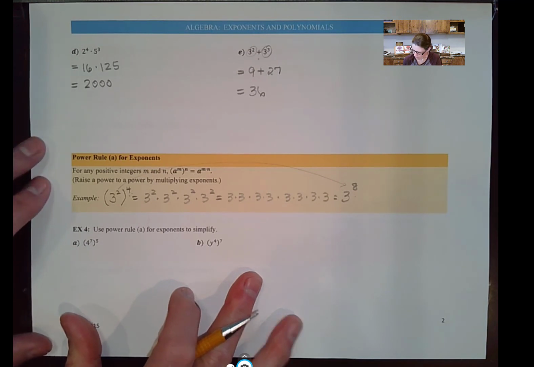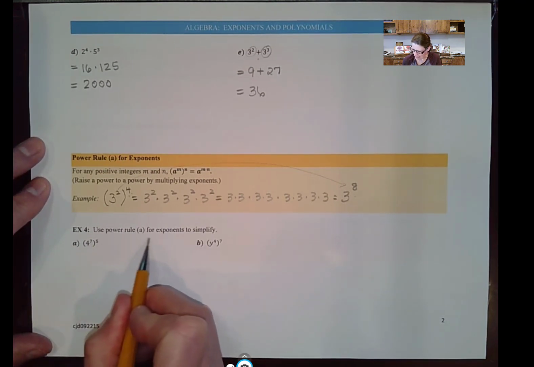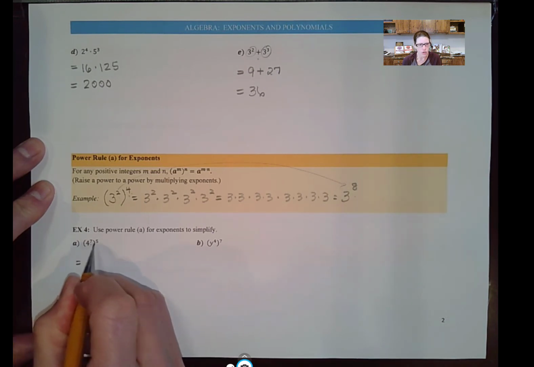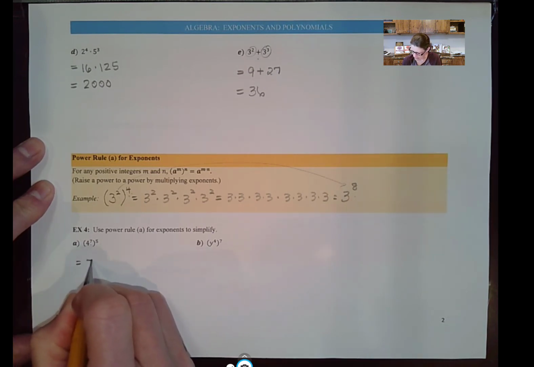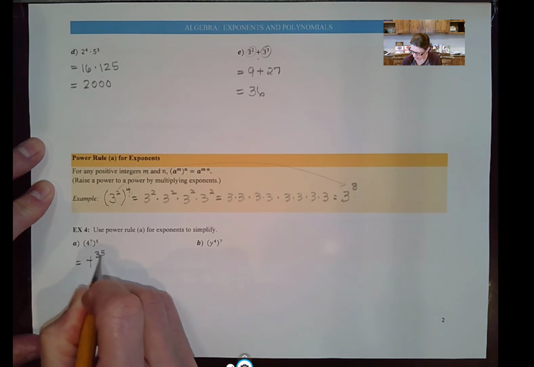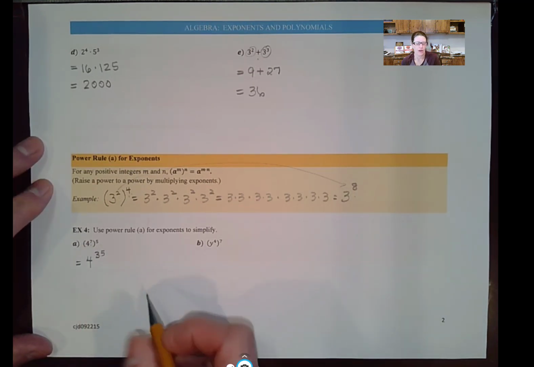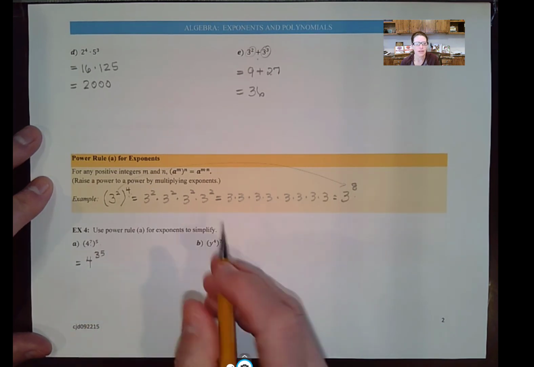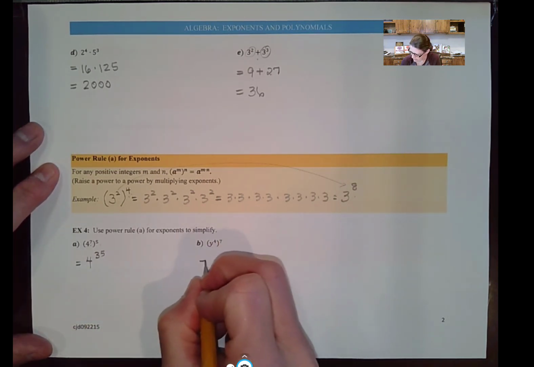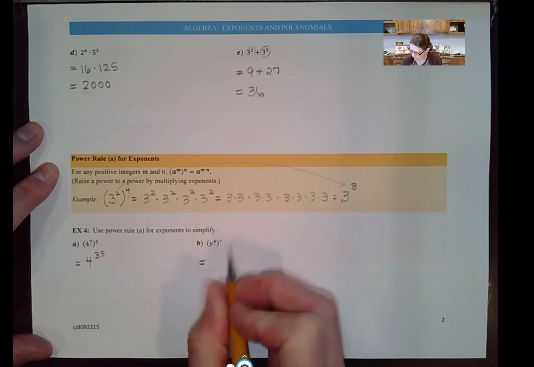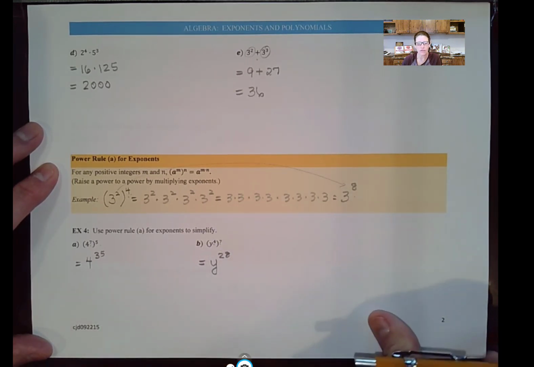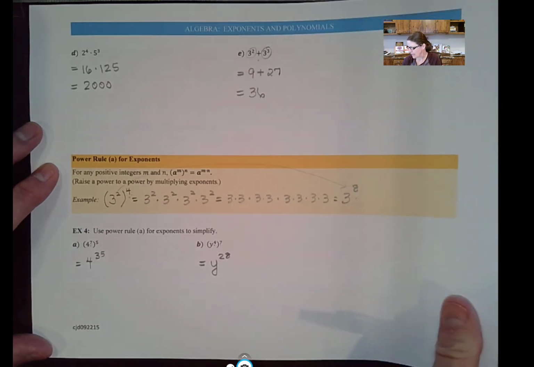In example 4, we're going to use power rule A for exponents and simplify. Well, power to a power multiply, and 7 times 5 is 35. So we can simplify this and write this as 4 to the 35th power. You don't have to evaluate that one. In part B, power to a power multiply, and 4 times 7 is 28. So we can write that as y to the 28th power.